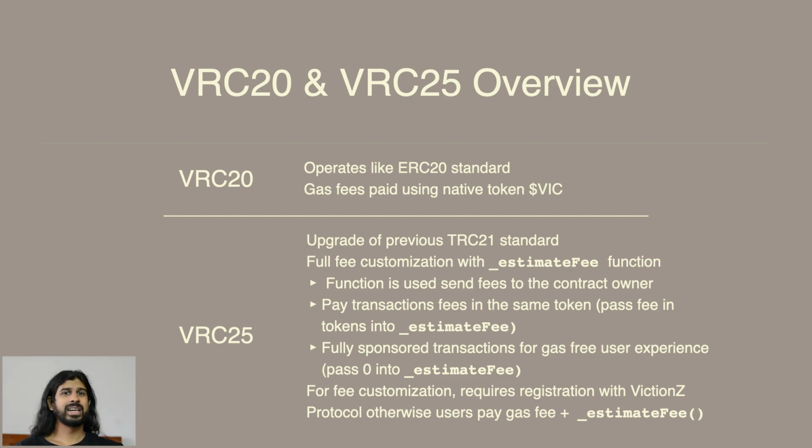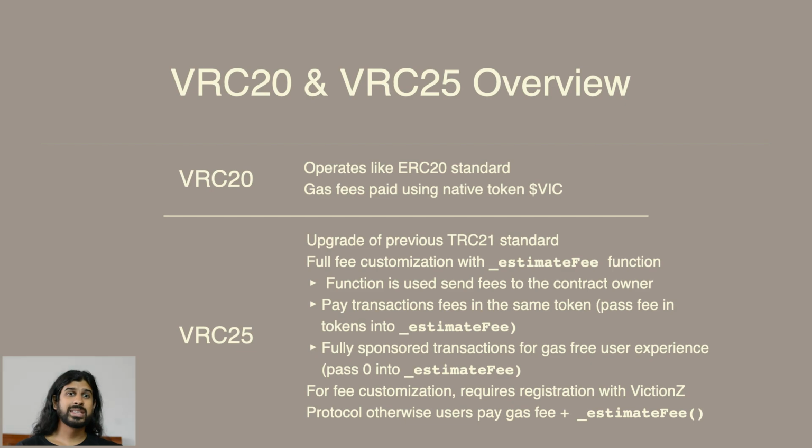So all fees are customized through the estimate fee function. When you create your VRC25 smart contract, you need to create a new estimate fee function with your custom fee structure. Ideally, this function will return the transaction fee based on the number of tokens that the transaction maker wants to transfer. If you want to charge fees in the token, you can customize the estimate fee function to return the fee based on the value in tokens that you pass into this function.